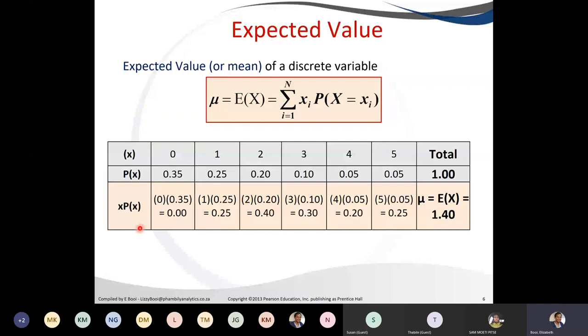The easy way when we work with this table is to create another row on the table so that you can have all the values there and it makes it easy to add all of them. So what I do is to calculate x times the probability, which says 0 times 0.35 is equal to 0. 1 times 0.02 is equal to that, until I get to 5 times 0.05, which gives me 0.25. Then when I'm done, because of the summation, I just add 0.0 plus 0.25 plus 0.4 plus 0.3 plus 0.2 plus 0.2, and it will give me what we call the mean, because the mean is the sum of your observation multiplied by the corresponding probability.